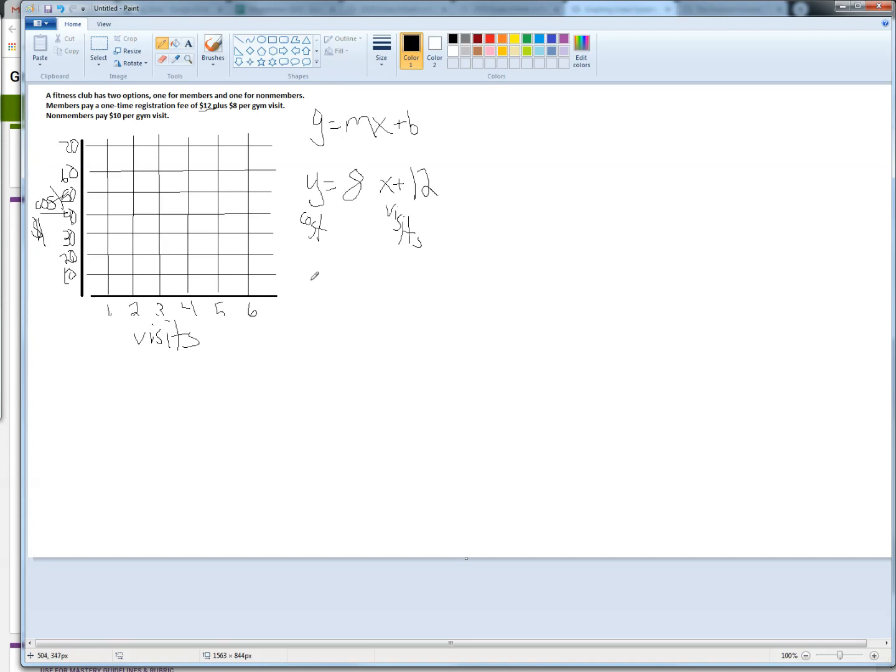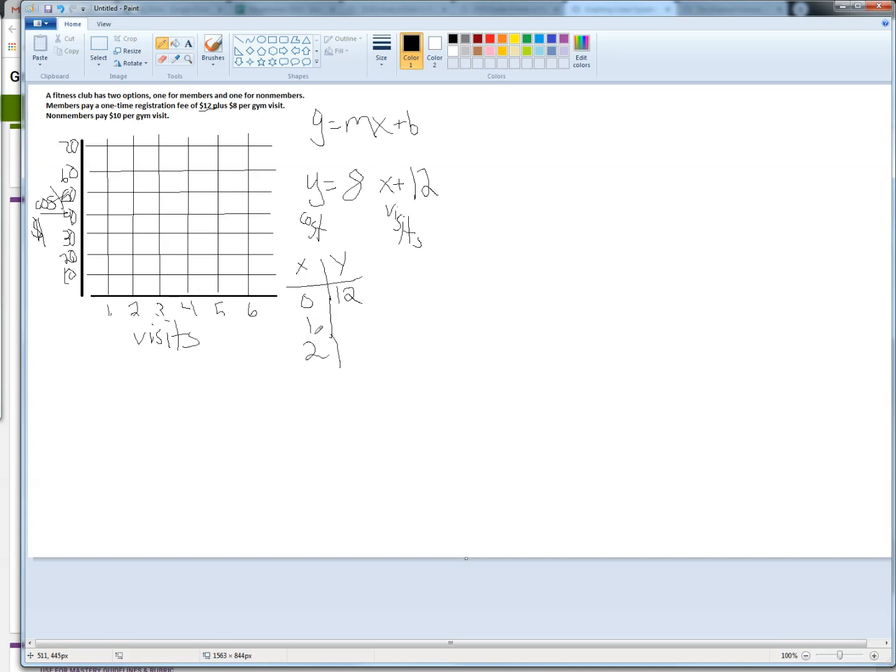I like to make a little chart before I start graphing. I like to make a chart with some x values and some y values. Because we are not having anything in the negative, you can't do a negative gym visit. We're going to start with 0, and then I'm just going to do 1 and 2 for my x values, which are the visits to the gym. So if I plug 0 in for x, what is y? Okay, 8 times 0 is 0 plus 12. So when x is 0, y is 12.